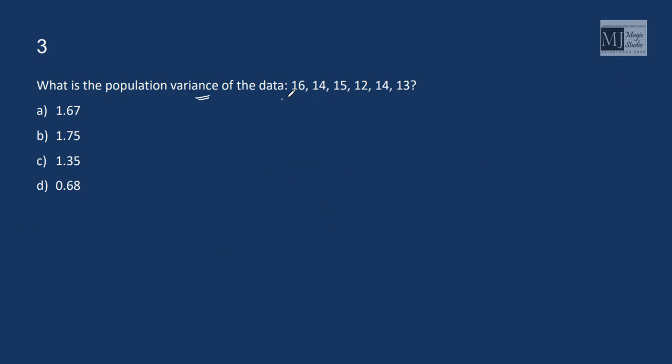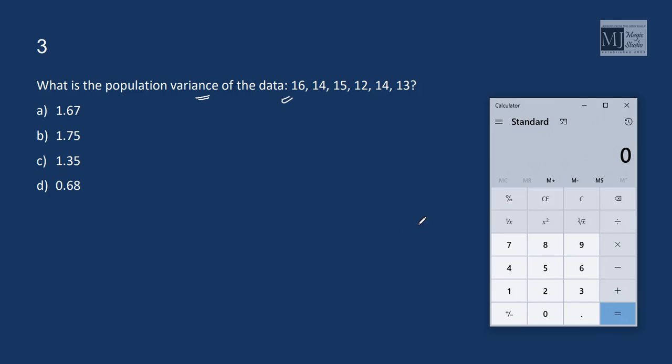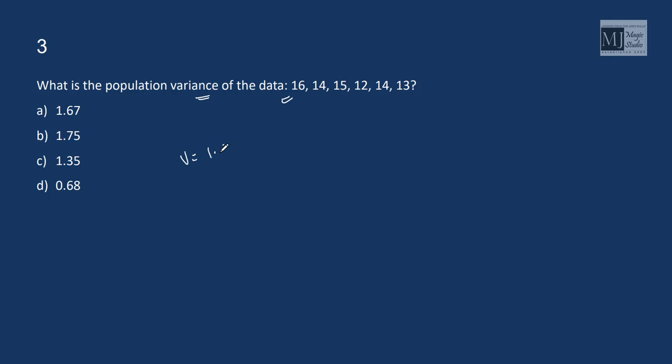Find the population variance. We know the drill for the variance. We need a calculator. So let's find the mean. 16 plus 14 plus 15 plus 12 plus 14 plus 13 divided by 6 is 14. So mean is 14. So 16 minus 14 is 2, square 4. 14, 0. 15, 1. 12, 4. 14 is 2, 4. 14 is 0. 13 is 1. So that will be 10. 10 divided by 6 is 1.67. Variance is 1.67.